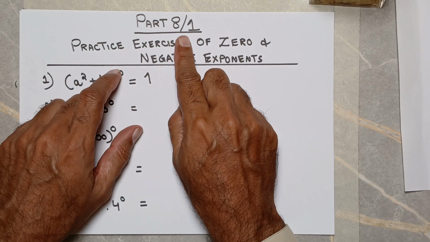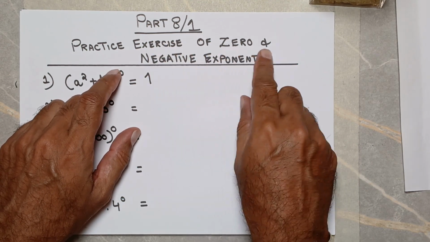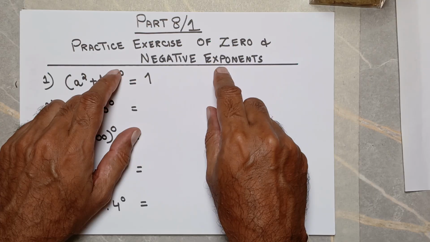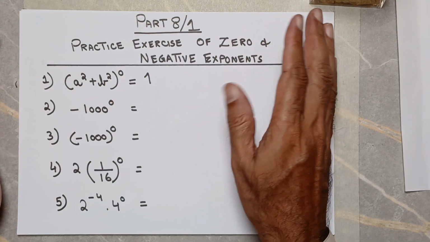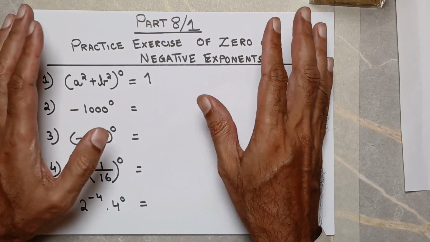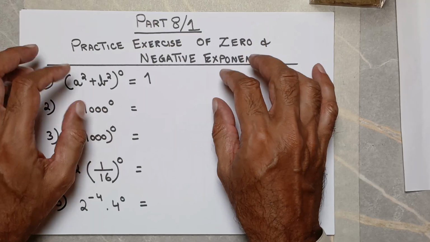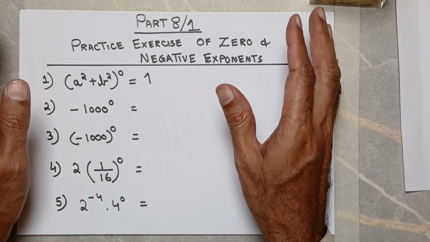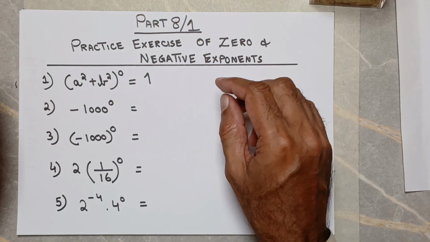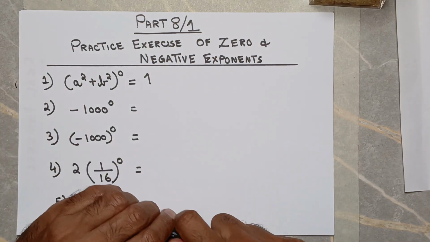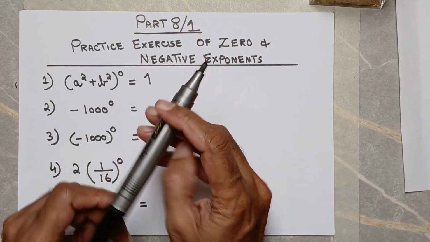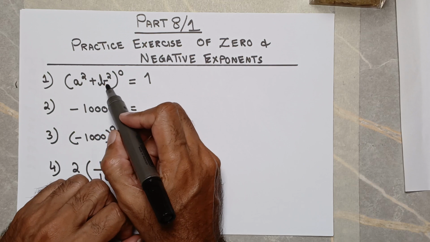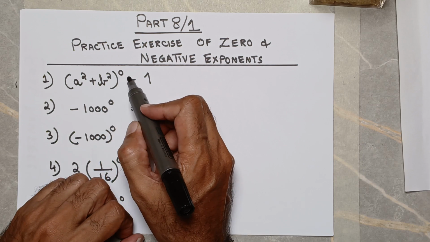It is part 8 oblique 1, practice exercise of zero and negative exponents. Those who have just joined now and are new to the rules of the exponents, please see part 8 of the series of exponents and radicals. And those who are familiar with the exponent rules can brush up their memory now. So let's begin.